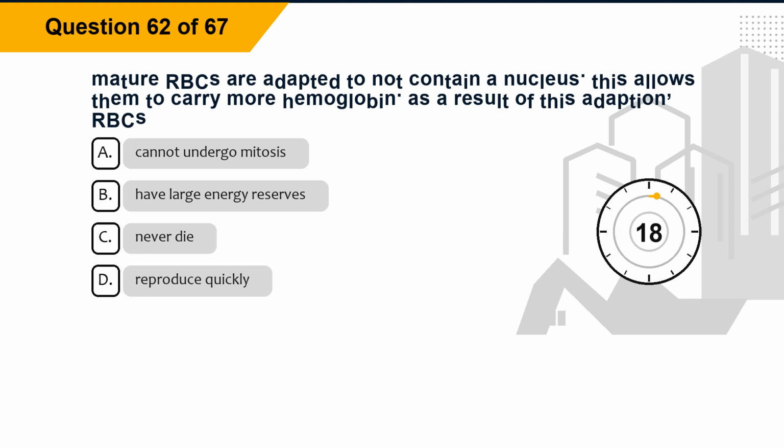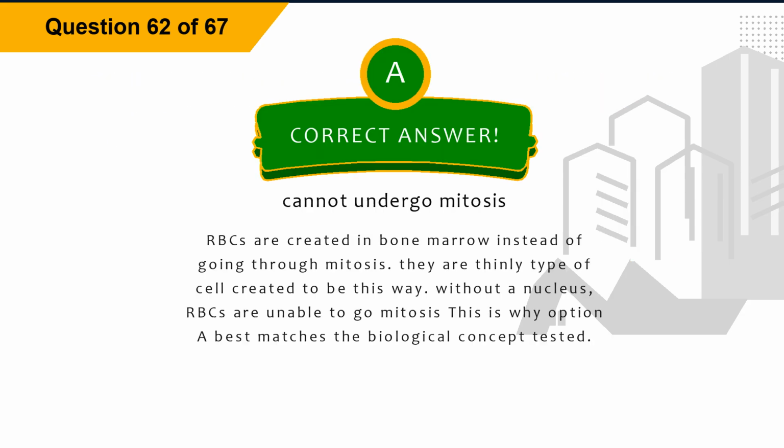Question 62. Mature RBCs are adapted to not contain a nucleus. This allows them to carry more hemoglobin. As a result of this adaptation, RBCs: Option A, cannot undergo mitosis. Option B, have large energy reserves. Option C, never die. Option D, reproduce quickly. The correct answer is option A, cannot undergo mitosis. Explanation. RBCs are created in bone marrow instead of going through mitosis. They are a type of cell created to be this way. Without a nucleus, RBCs are unable to undergo mitosis. This is why option A best matches the biological concept tested.